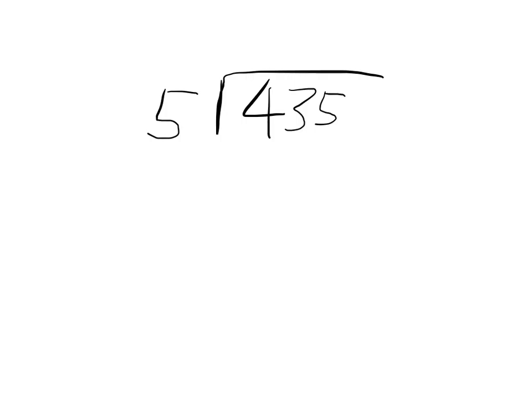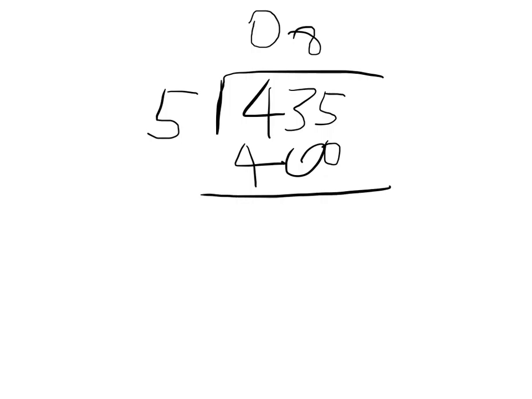Since there's 435 and 5 can't go into the 4, first we use 0, and if we move to the next digit, it'll be 43. 43 is 43 tens, and we multiply by 80. Then 80 times 5 will be 400. And now if we subtract, there will be 35 left.